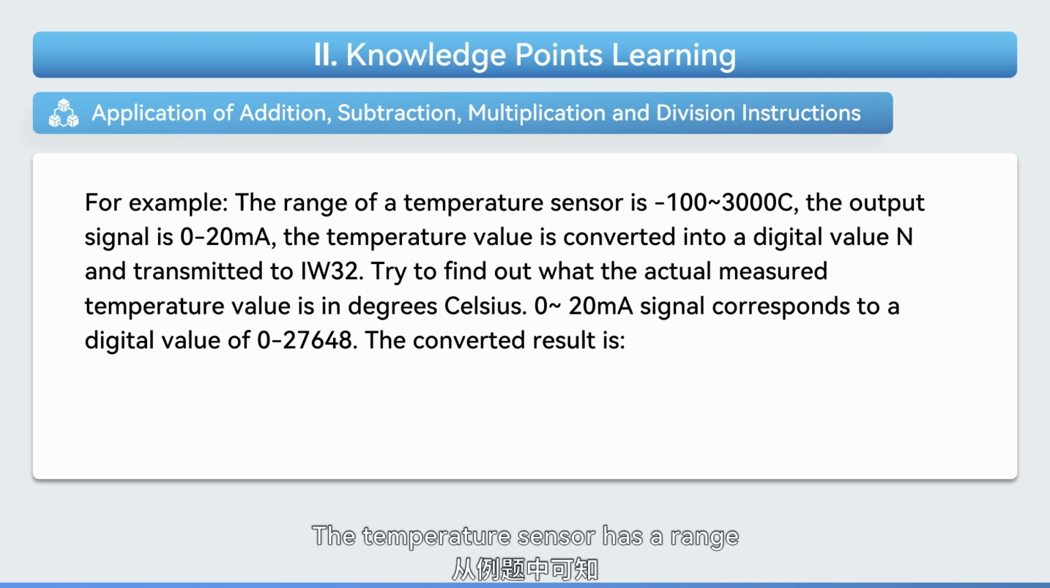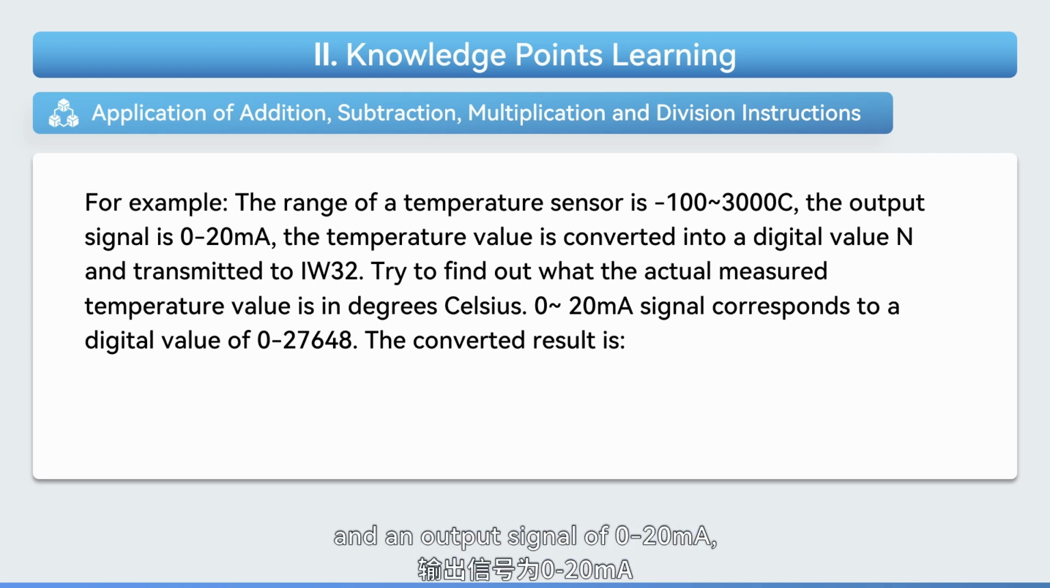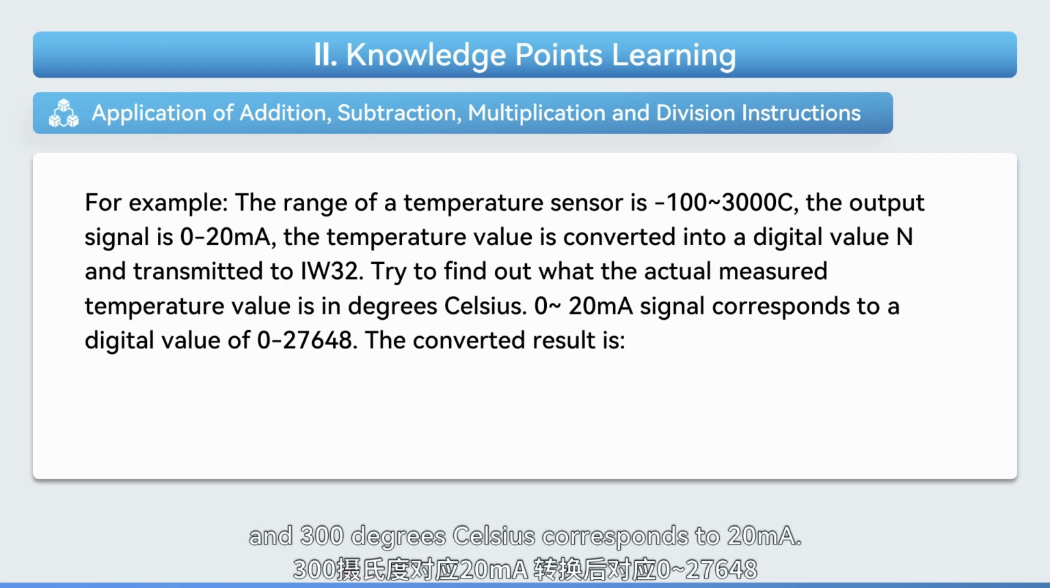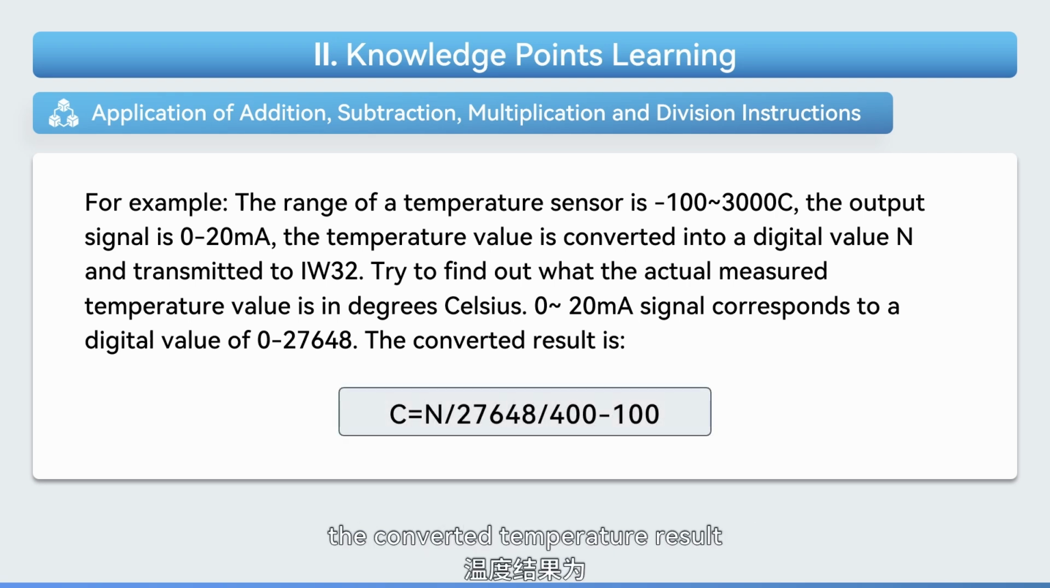The temperature sensor has a range of -100 to 300 degrees Celsius and an output signal of 0 to 20 milliamperes, where -100 corresponds to 0 milliamperes and 300 degrees Celsius corresponds to 20 milliamperes. After conversion, this corresponds to 0 to 27,648. Therefore, when the digital quantity is N, the converted temperature result is C = N × 400 / 27648 - 100.